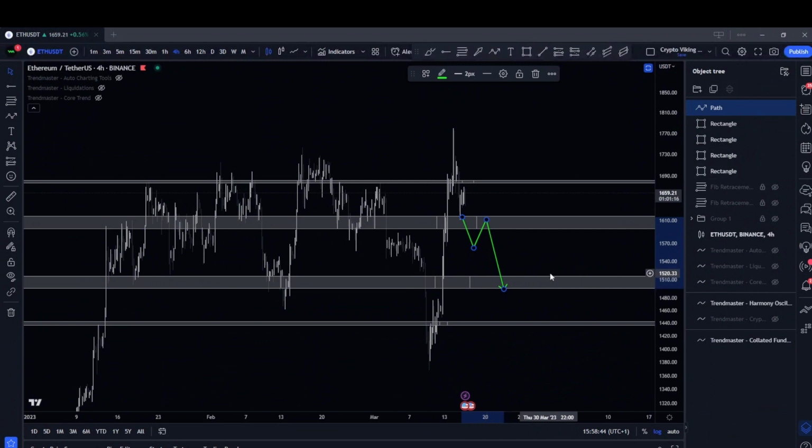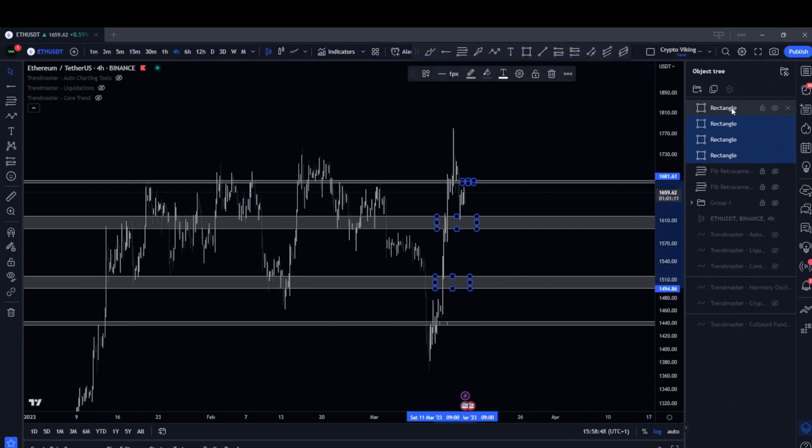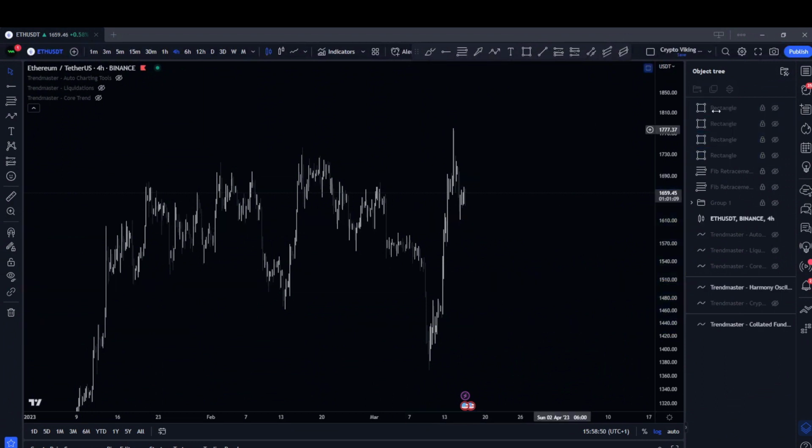Any questions on this stuff? I know it's a bit of a different type of thing that we're looking at, that or the liquidity stuff or anything like that.